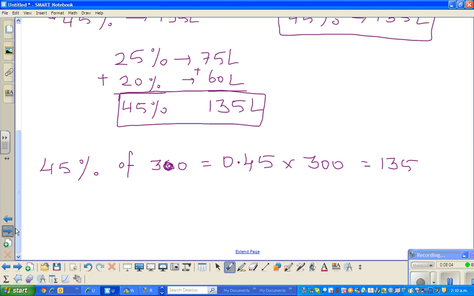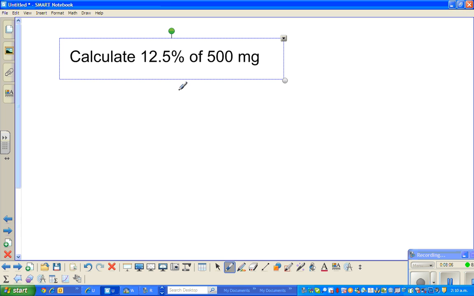Okay, now the last question, which is very interesting. 12.5%. Now 12.5% in New Zealand was the GST previously. Now it has become 15%. So this was very useful. So how to do it fast.